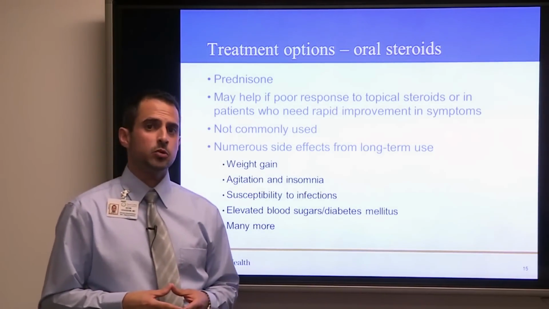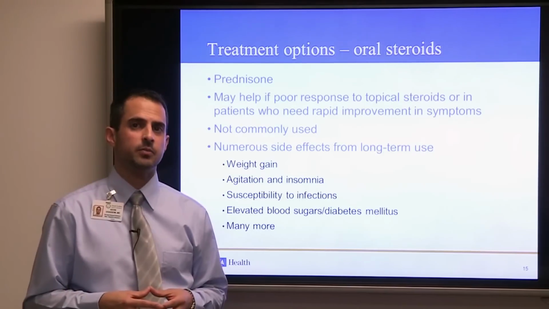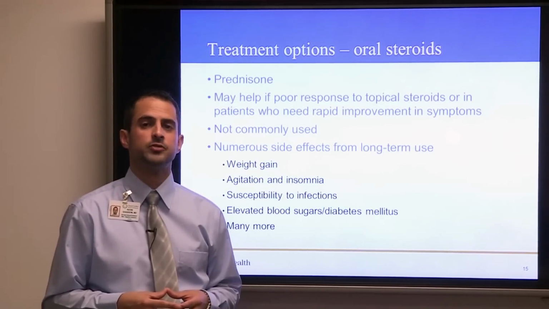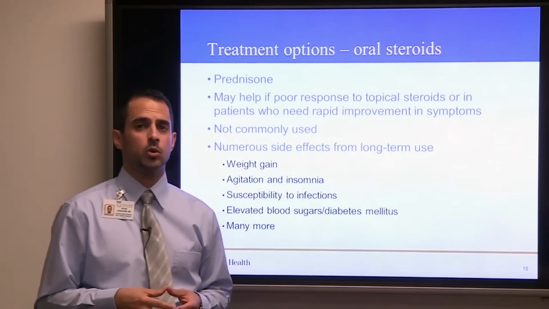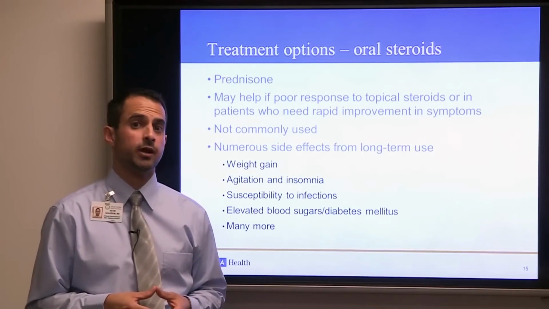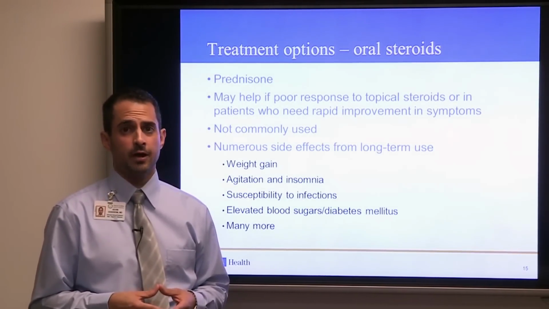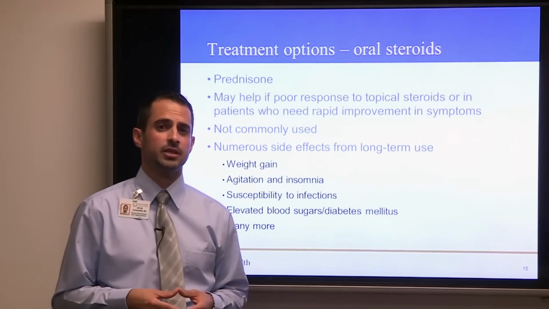In rare cases we will need to use oral steroids, and this has a much more systemic effect, but it may be more potent and useful for people who do not respond to the topical steroids or who need rapid improvement in their symptoms. The main medicine that's used here is called prednisone, and prednisone is very powerful. It's a good drug, but it also has a lot of side effects, and that's why it's not commonly used.